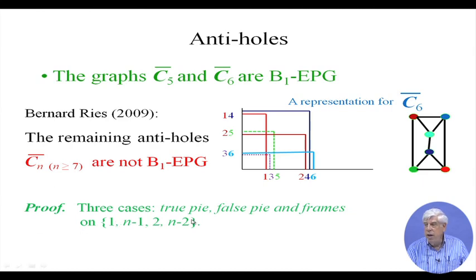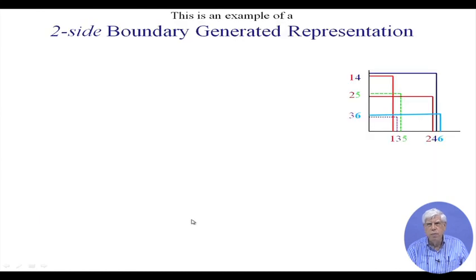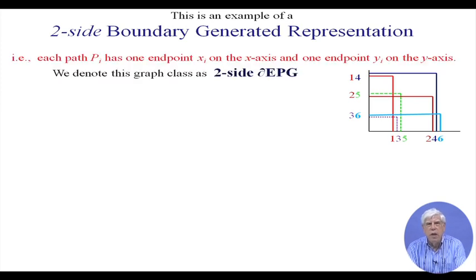He breaks it into 3 cases, looking at true pi's, false pi's, and frames. Now, this representation is a special kind called two-side boundary generated representation. Why is it boundary generated? Because the endpoints of each path is on the boundary of this rectangle. They are anchored on the boundary. And why is it two-side? Because I'm only using 2 sides, one horizontal and one vertical. So this example, the prism, the complement of the 6-hole, is an example of a 2-side boundary generated representation. Each path has one endpoint on the x-axis and one on the y-axis. And we denote this class as 2-side boundary EPG.